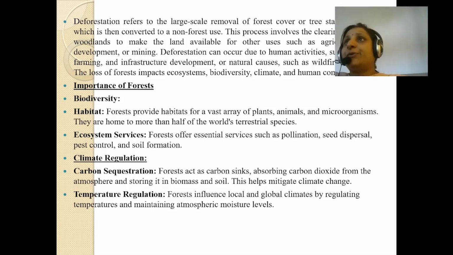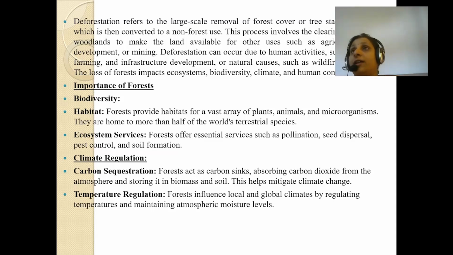Deforestation can occur due to human activities such as farming, infrastructure development, and logging, or natural causes such as wildfires and storms. It is not always what a government wants, but there can be various reasons for deforestation. It can occur, students, because human individuals are at one place and they want the place to be developed.